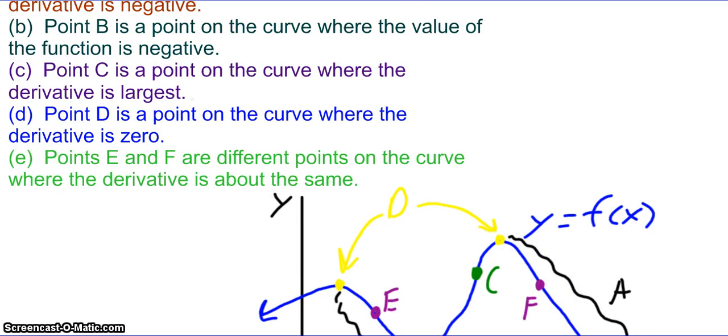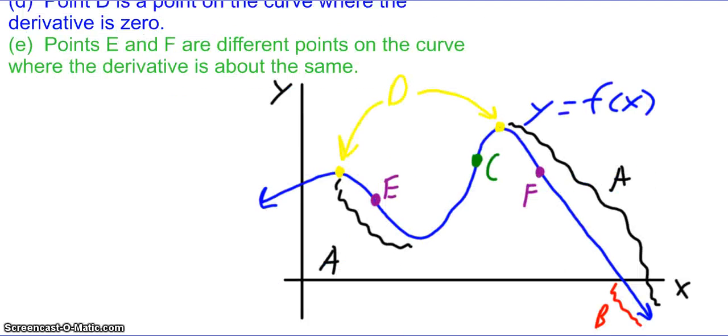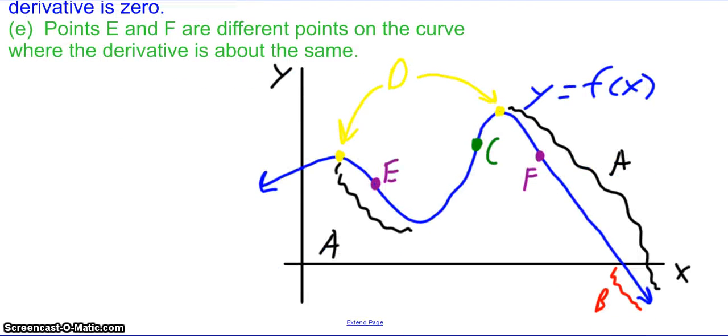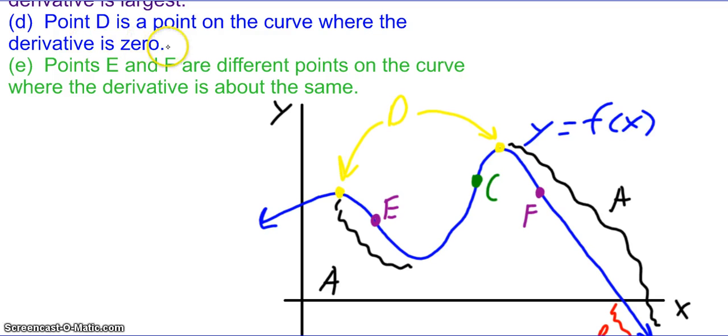C is a point on the curve where the derivative is largest. What is going to make the derivative largest? Well, the derivative is the slope of the tangent line. So where is the function the steepest and increasing? That's probably somewhere right around here. D is a point on the curve where the derivative is 0, so that's going to be at a maximum or a minimum. So we could also have D down here as well. So any of those three locations.